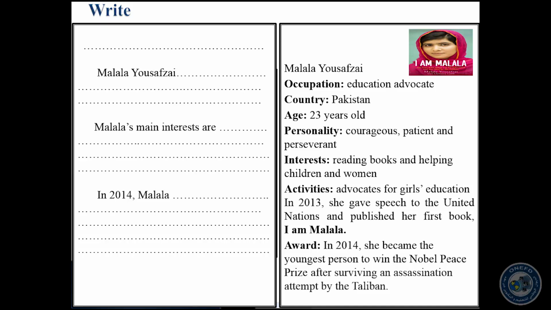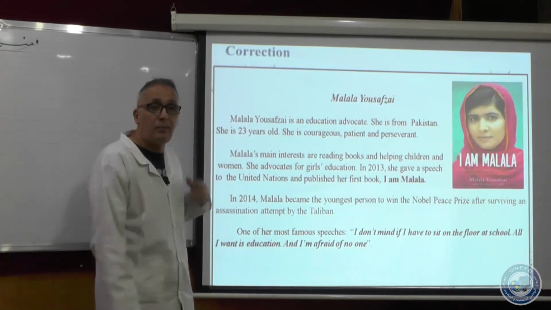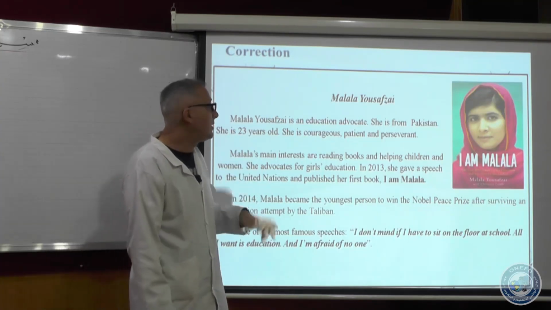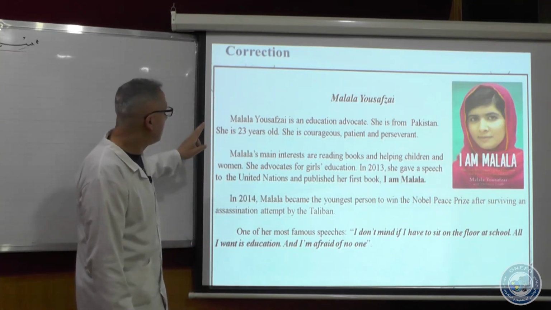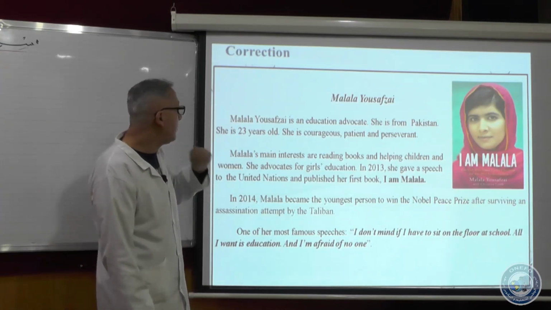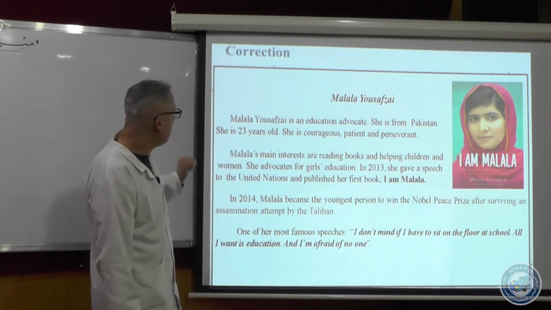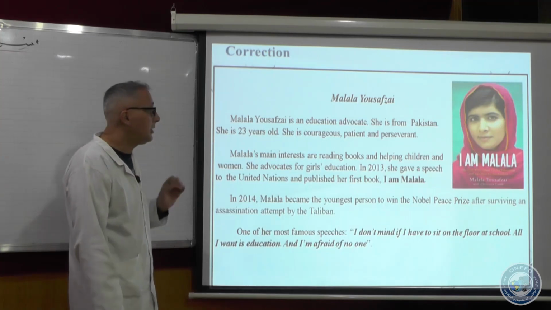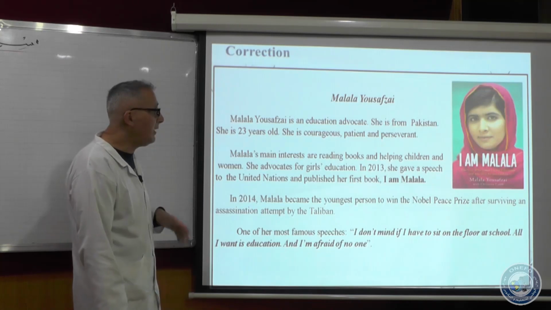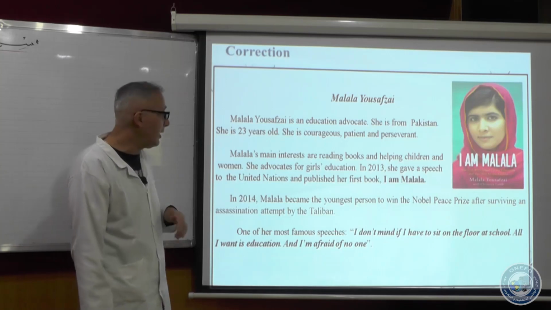Okay? Now, well, this is a model paragraph, or this is a model article about Malala Yousafzai. Let's start. The title is Malala Yousafzai. Malala Yousafzai is an education advocate. She is from Pakistan. She is 23 years old. She is courageous, patient, and perseverant. Malala's main interests are reading books and helping children and women. She advocates for girls' education.